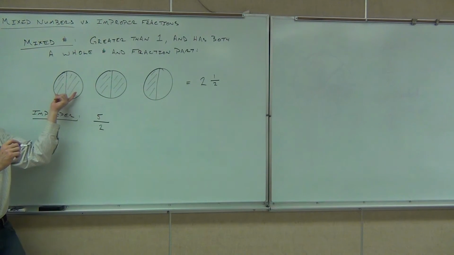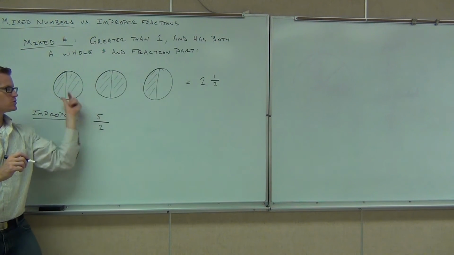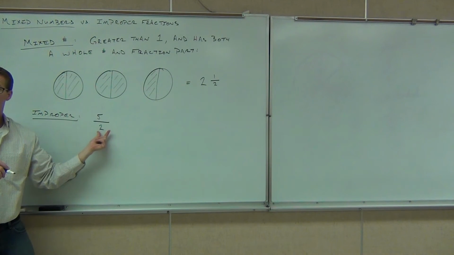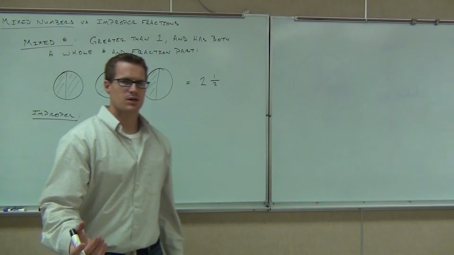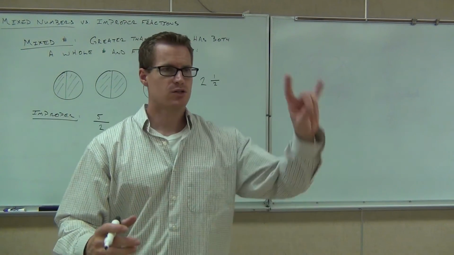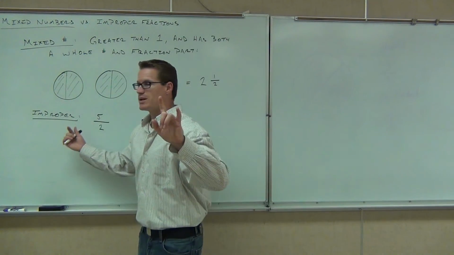And each one is cut into 2 pieces. 2, 2, 2. That's where we're getting the denominator of 2. Are you okay that this is going to be 5 halves? Yeah. Well, here's what we did. We took the same picture and we found 2 different ways to identify that.